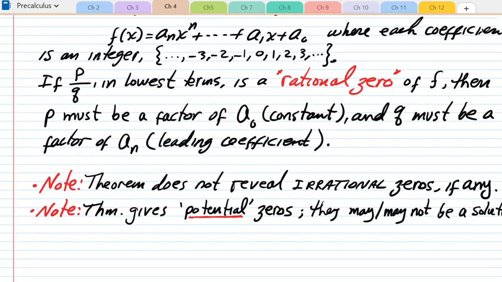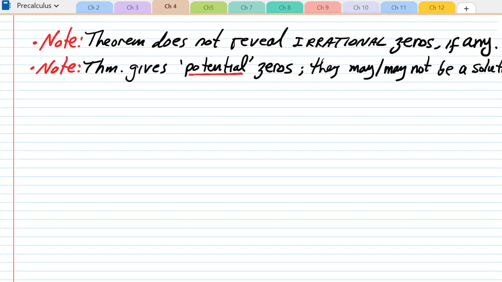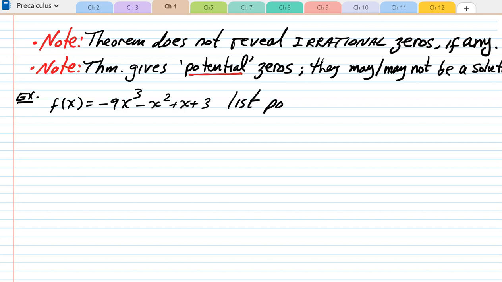So let's see how we're going to actually work this theorem and see how we can use it to find zeros of polynomials. In my first example, we just want to list potential rational zeros, just to practice with p and q here. So my polynomial is negative 9x cubed minus x squared plus x plus 3. And all I want to do is list potential rational zeros. So we need to figure out p and q.